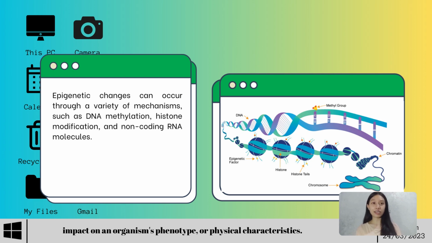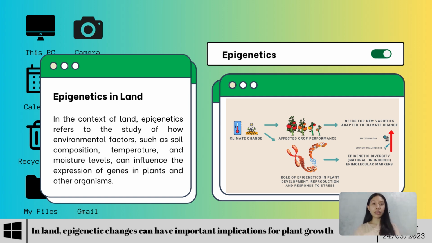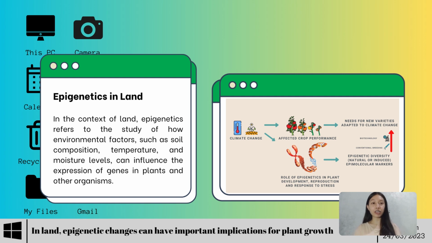physical characteristics. In the context of land, epigenetics refers to the study of how environmental factors such as soil composition, temperature, and moisture levels can influence the expression of genes in plants and other organisms. In land, epigenetic changes can have important implications for plant growth and development as well as for the interaction between plants and other organisms in the ecosystem.